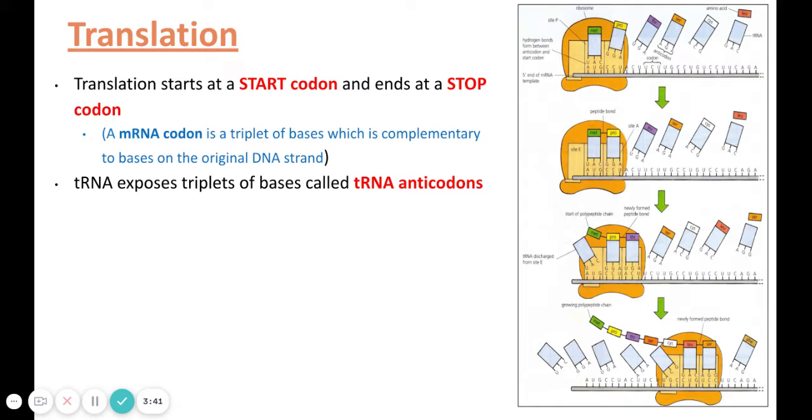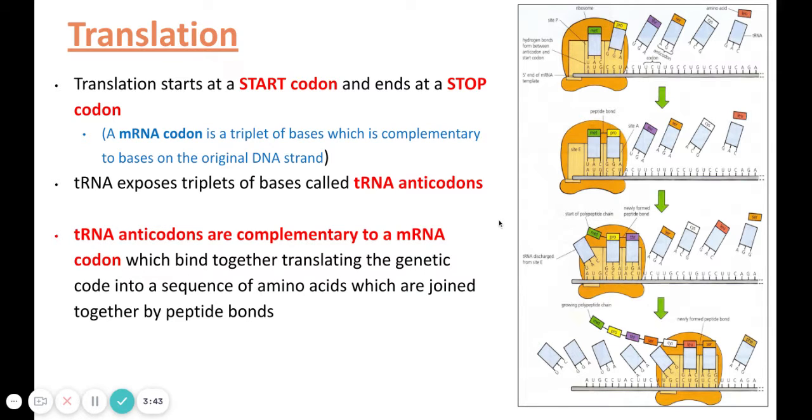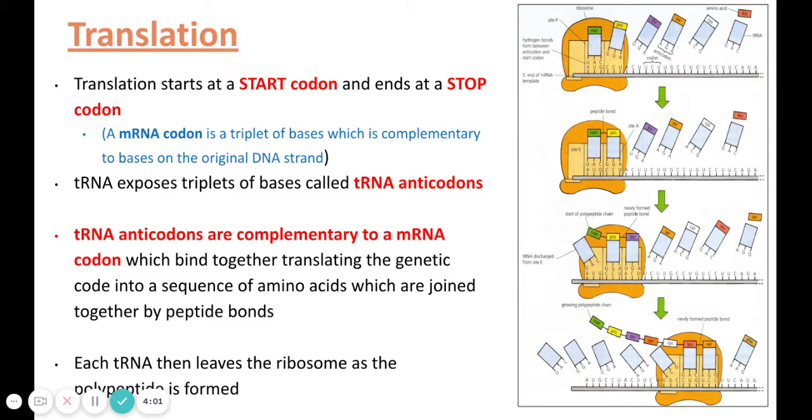Remember, when we talk about anticodons, that's the tRNA, and the tRNA anticodons are complementary to the mRNA codons. That's the explanation as to how translation works. As well as saying they're complementary, try and say they join with complementary base pairing. The sequence of amino acids are joined together by bonds called peptide bonds. Remember, the tRNA is released after it's delivered its amino acid, and the amino acid is joined to the peptide chain, the polypeptide chain.